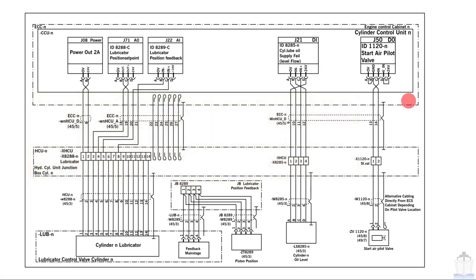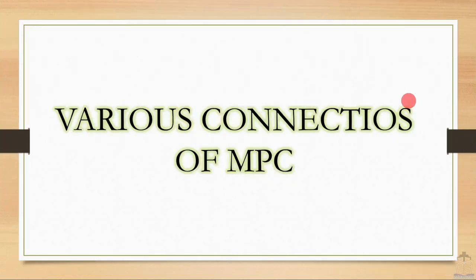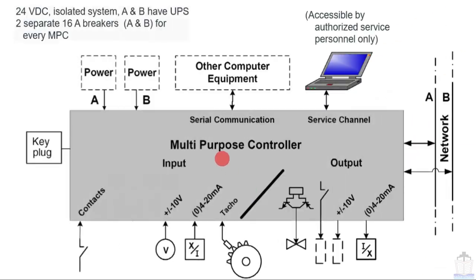Now we are moving to the next topic, that is the various connections of the MPC. These are very important. Here I have a diagram representing the multi-purpose controller. It has several inputs and outputs. This black line is just a barricade between the input and output, and it shows all the external connections into the multi-purpose controller. Now we are going to see one by one all the components of the multi-purpose controller.